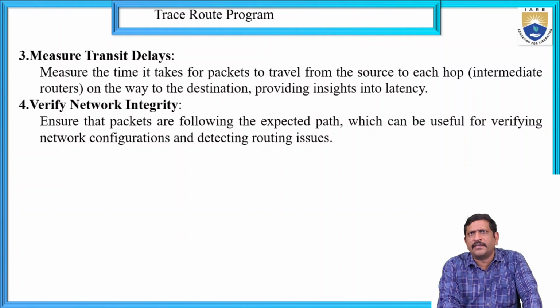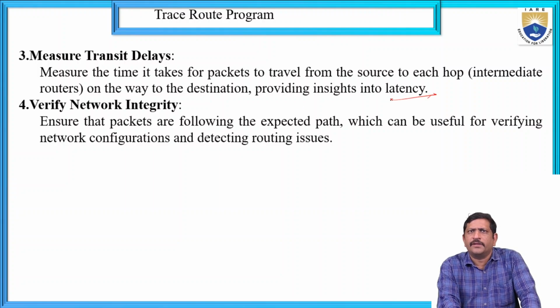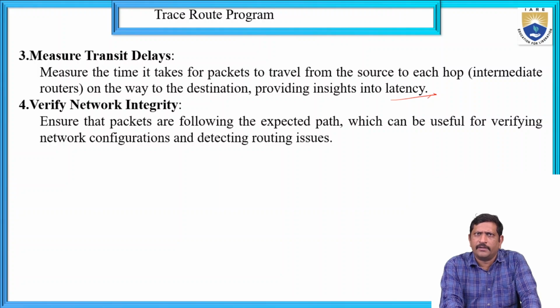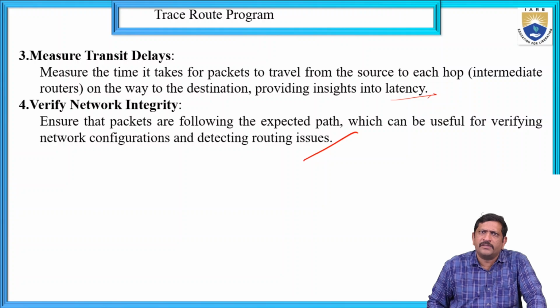It measures the time it takes for packets to travel from the source to each hop, that is, each intermediate router on the way to the destination, providing insight into latency. It is also verifying the network integrity, which ensures that the packets are following the expected path. This can be useful for verifying the network configurations and detecting routing issues. If there are any routing issues, they can be detected and identified. That means the network integrity can be verified and validated.